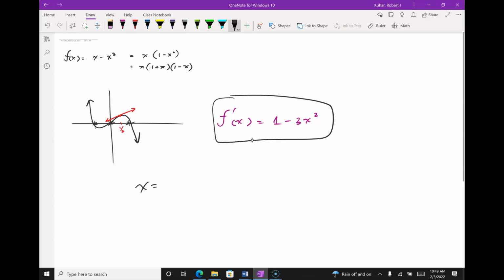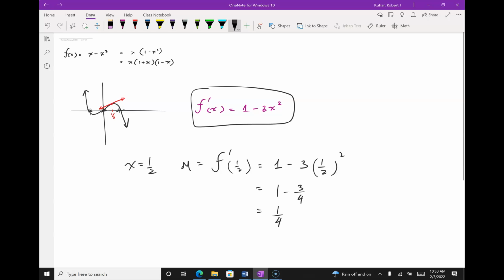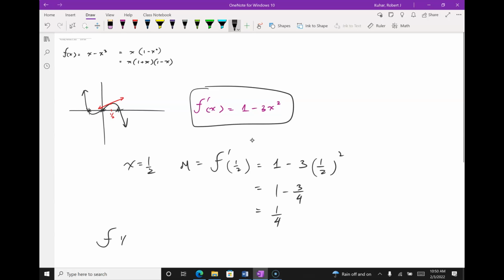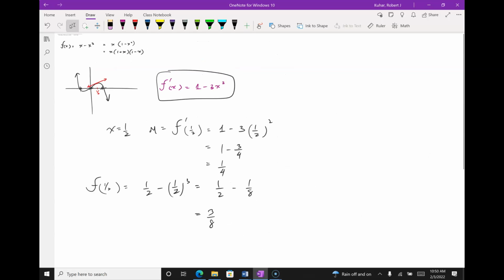So at x equals 1/2, what's the slope? That's f prime of 1/2. That's 1 minus 3 times 1/2 squared. So 1 minus 3/4, which is what? 1/4, yes? And what is f of 1/2? It's 1/2 minus 1/2 cubed. So 1/2 minus 1/8. Yes? So what, 3/8? Yes, you with me?